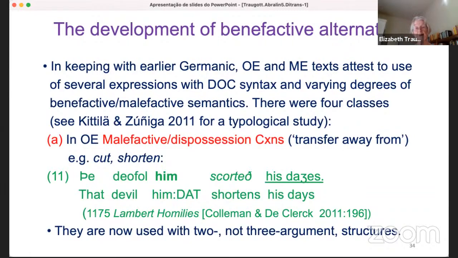Now I'm going to turn to the benefactive. That was the dative. Dative alternation arose by the end of Middle English, from the 17th century on. We find an increase in the synthetic use, which is the double object version, and the to-dative alternation. So now I'm turning to the benefactive, which you will find is not exactly the same.